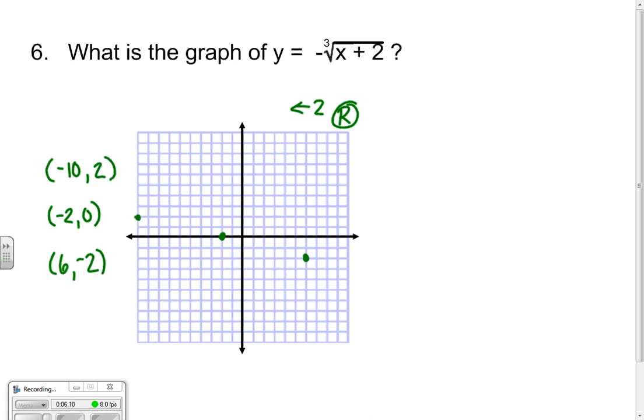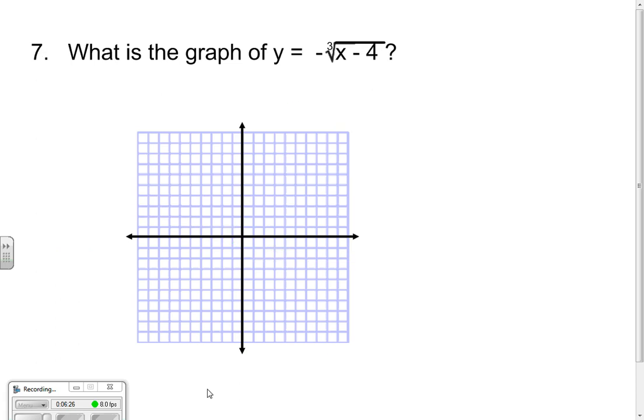And so you'll notice that a reflection of these graphs actually starts high and ends low. A reflection will start high and end low. It'll flip the entire graph across the x-axis.